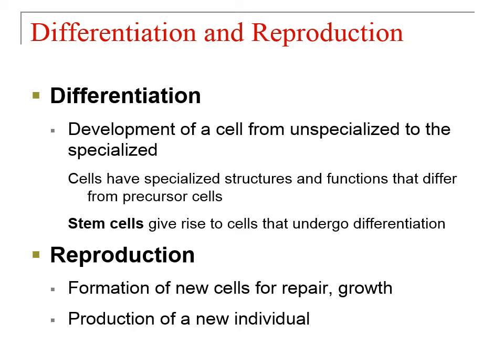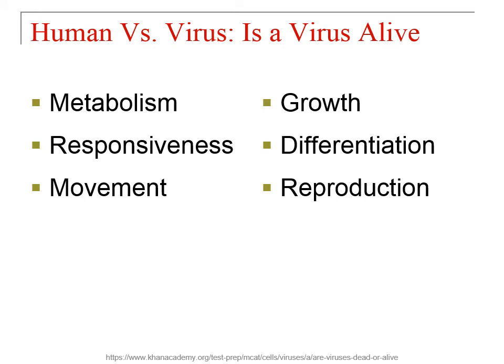Of course, reproduction. Reproduction can be one of two things, either formation of new cells for repair or growth. We'll look at skin, how it's a layer that will be rapidly, metabolically dividing as we continually shed our skin over and over, or the entire process of the production of a new individual, with two haploid cells forming a diploid cell, and then of course from that one cell differentiating itself into a full human being.